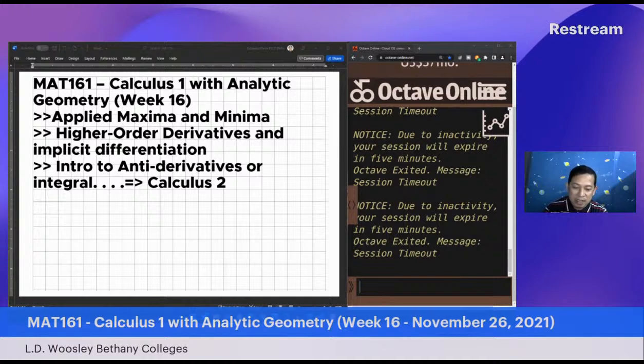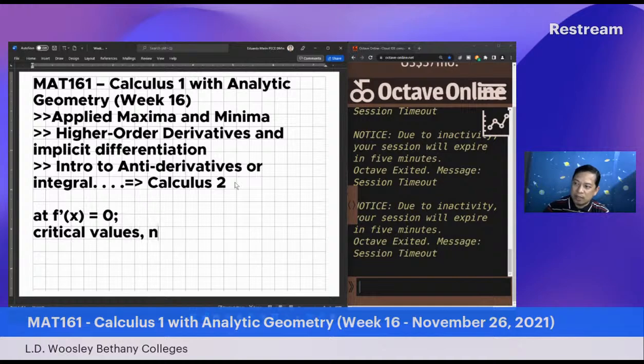So if the critical point or critical number is not the maximum and it's not the minimum, what we call it in mathematics and calculus is a point of inflection. So there are critical points at y prime or f prime of x, which we set equal to 0. So we will solve for the critical values. Critical values, numbers, sometimes some books call it points. And there are three critical points here.